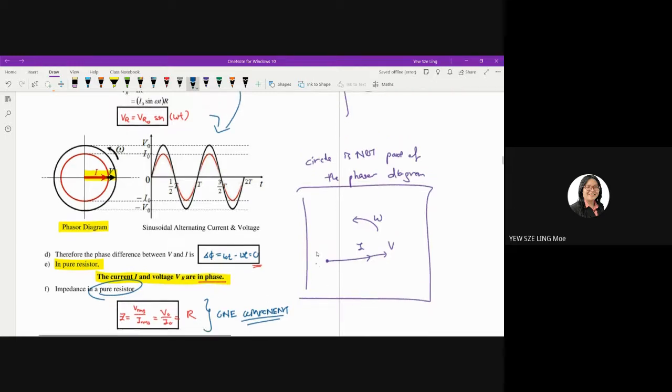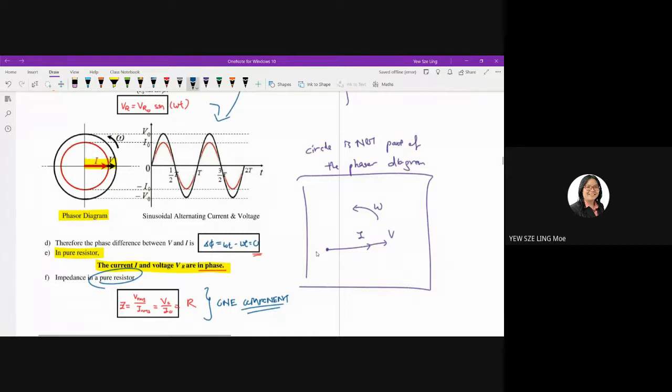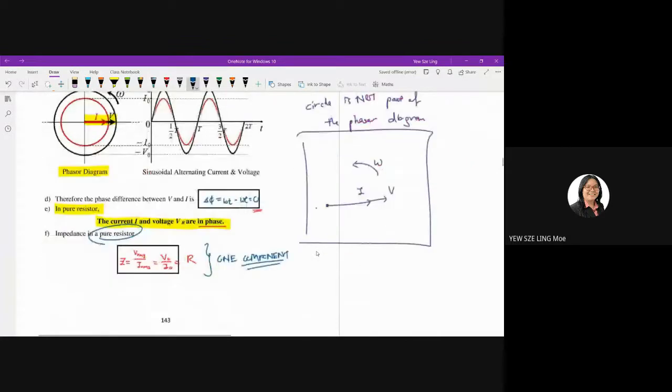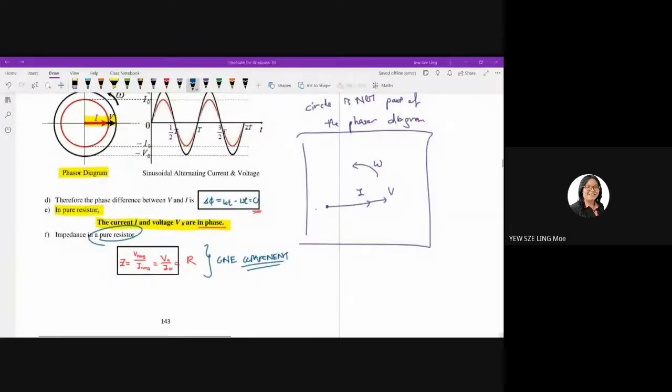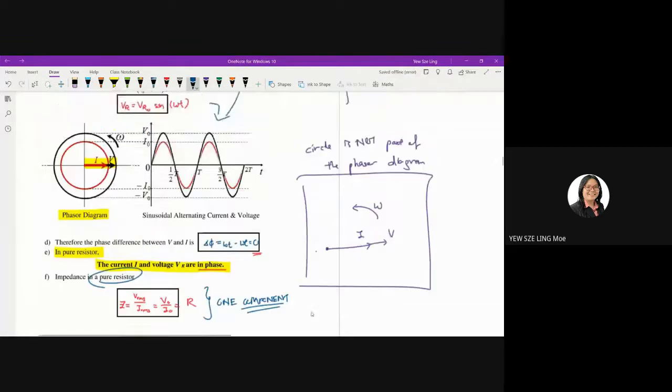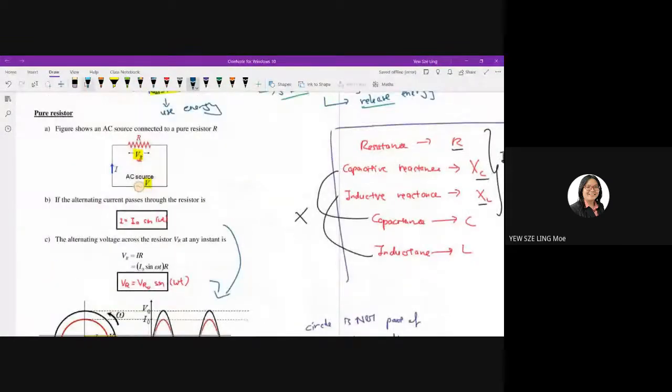So that is the first component, the first thing that we learned in chapter 6, pure resistor. We're going to look at 6 different cases in this chapter. Kita akan tengok 6 case di chapter ini. Case pertama adalah pure resistor. So pure resistor, we are done. We have already learned how to sketch the diagram. That is the first thing that you need to know.